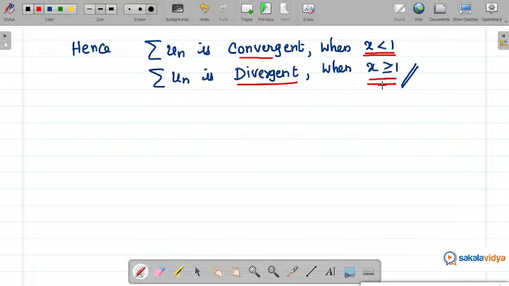So we shall solve some more problems on D'Alembert's test itself, because it's very, very important. We shall do some more interesting problems in the next class.